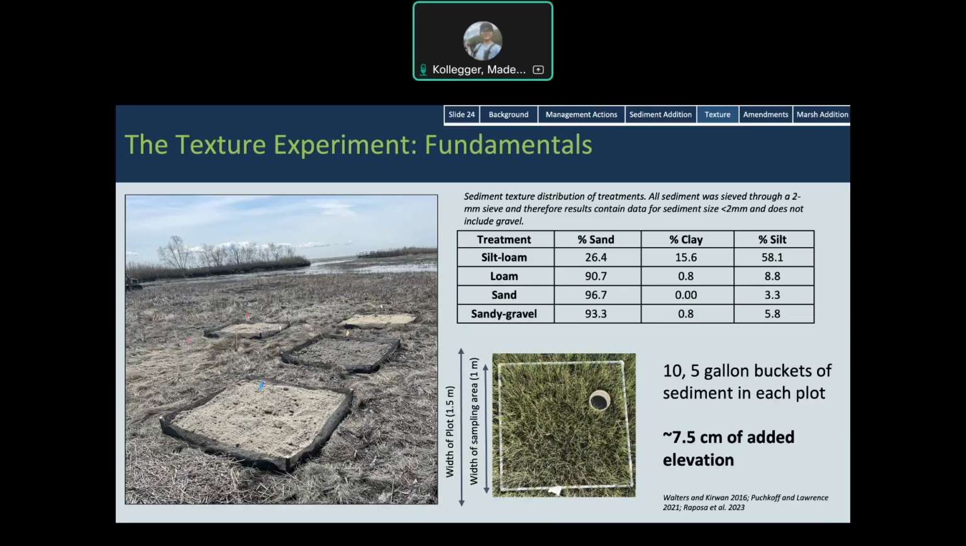In each of our plots, we dumped 10 5-gallon buckets of the right sediment texture, and that brought each plot to an elevation of 7.5 centimeters of added elevation. Previous research has indicated that 7.5 centimeters of added elevation is what plants can grow through without too much trouble. So we're not dumping sediment so deep on the marsh that we need to plant vegetation because they're dying and crushed underneath, just enough that the plants are able to grow up and through.